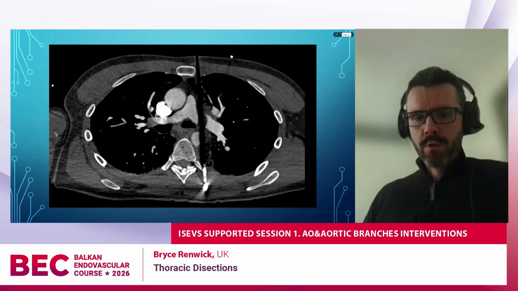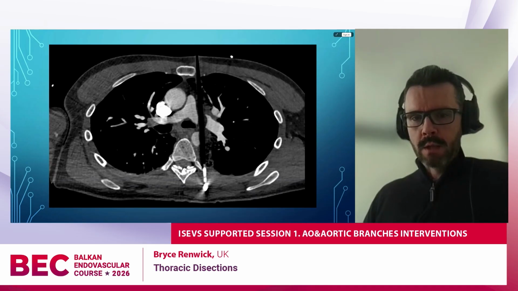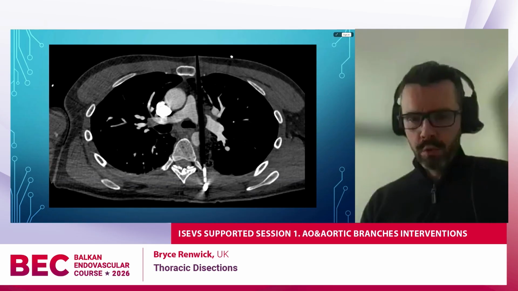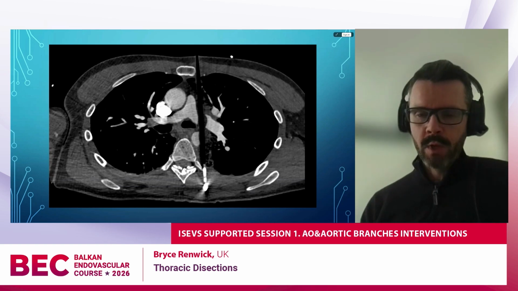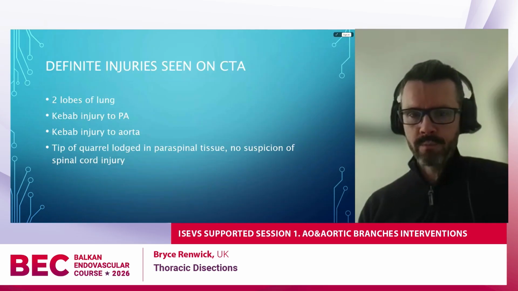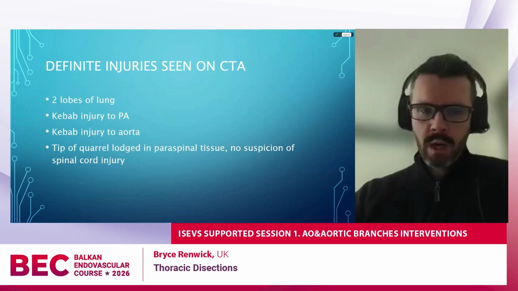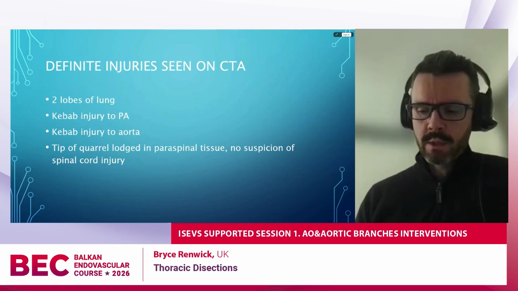What we're looking at here is a through and through injury of the entire superior mediastinum, just skirting to the side of the sternum. But this bolt goes entirely through the pulmonary artery on the patient's left and through the descending aorta. It's also going through both lobes of lung and into the paraspinal tissues. I should say that there was no neurology in this patient, so there was no suspicion of spinal injury. So there are the definite injuries that we've seen: both lobes of lung through and through, a kebab injury to the pulmonary artery and a kebab injury to the aorta, and no spinal cord injury, as I've said.